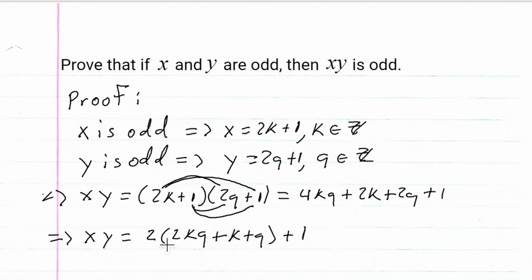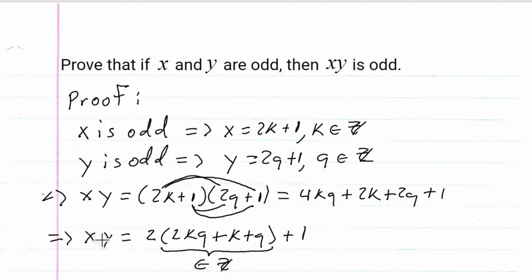So now I know that 2 times k times q is an integer because k and q are integers and 2 is an integer. That plus k is going to be an integer. And then that integer plus q will also be an integer. So basically, the thing inside of this parenthesis is an integer.